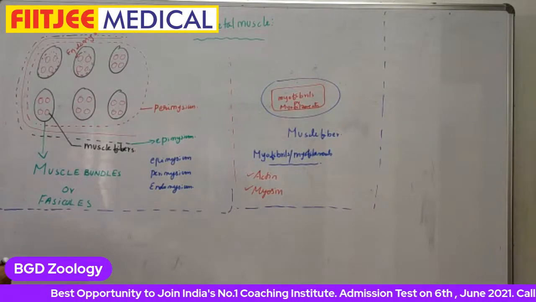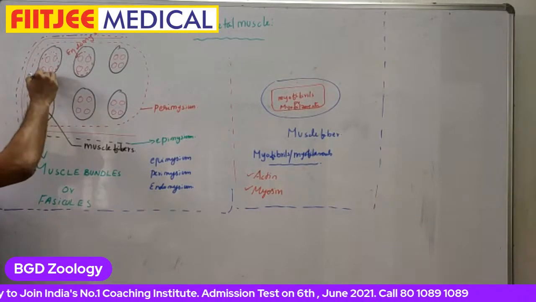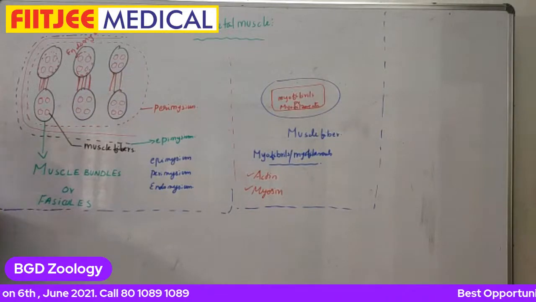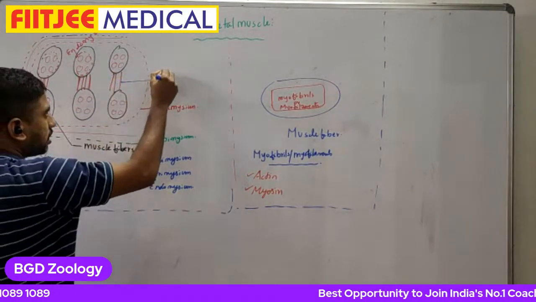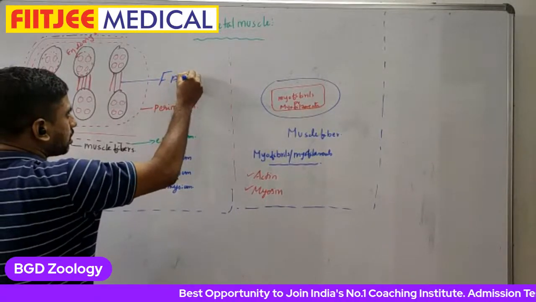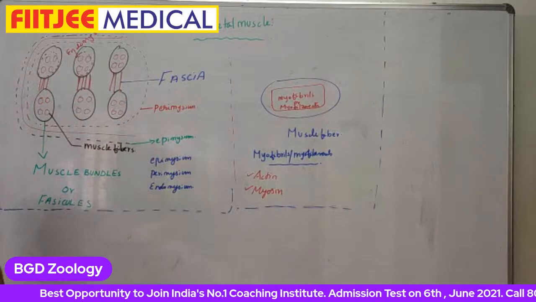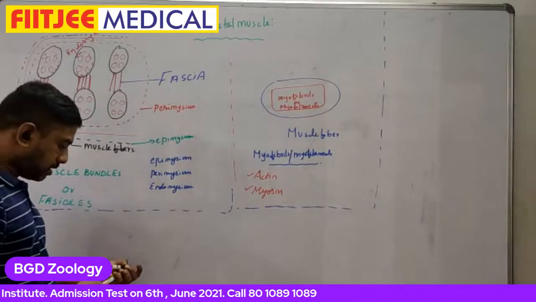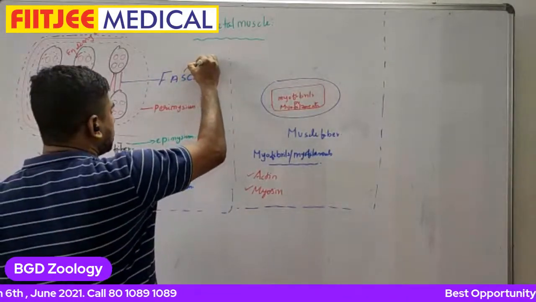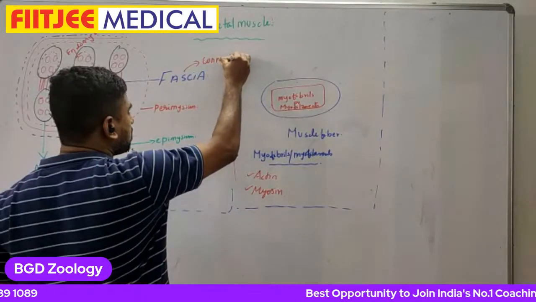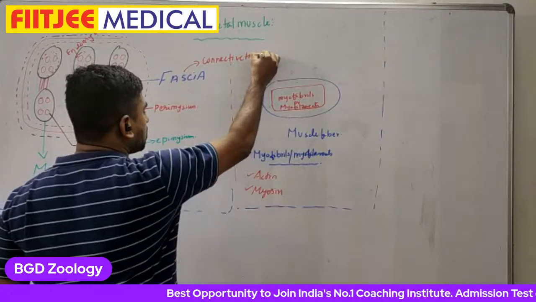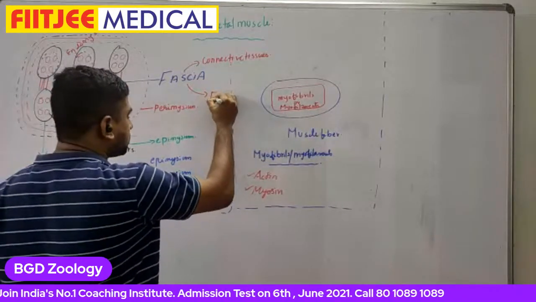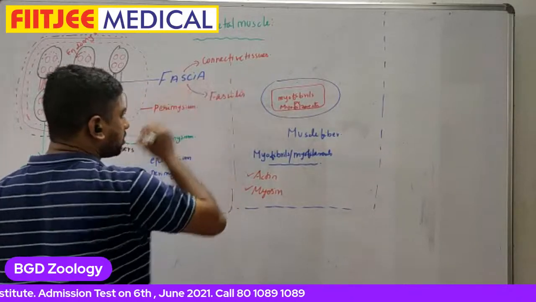Listen, if you take two muscle bundles, they are connected to each other. This structure we call fascia. So two muscle bundles are connected to each other by a structure called fascia. Fascias are connective tissues. So inflammation of the fascia is very common. It's called fasciitis. That's clear.